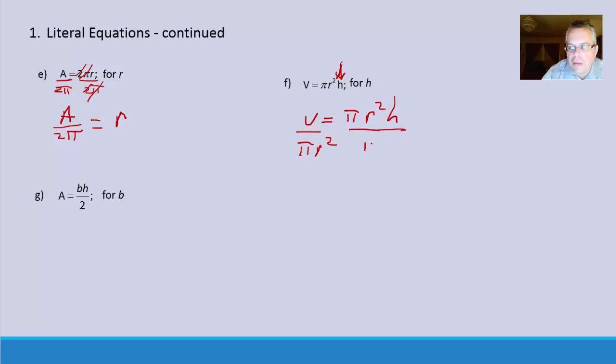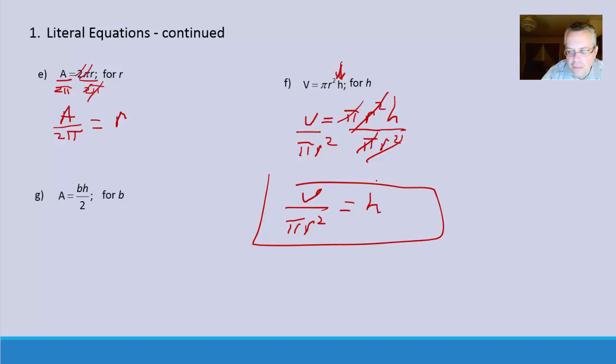By that whole side by pi r squared. On the left, we're stuck with what you see. V equals pi r squared. But on the right, pi divided by pi is 1. R squared divided by r squared is 1. We're just left with h. And we did it. H is by itself.